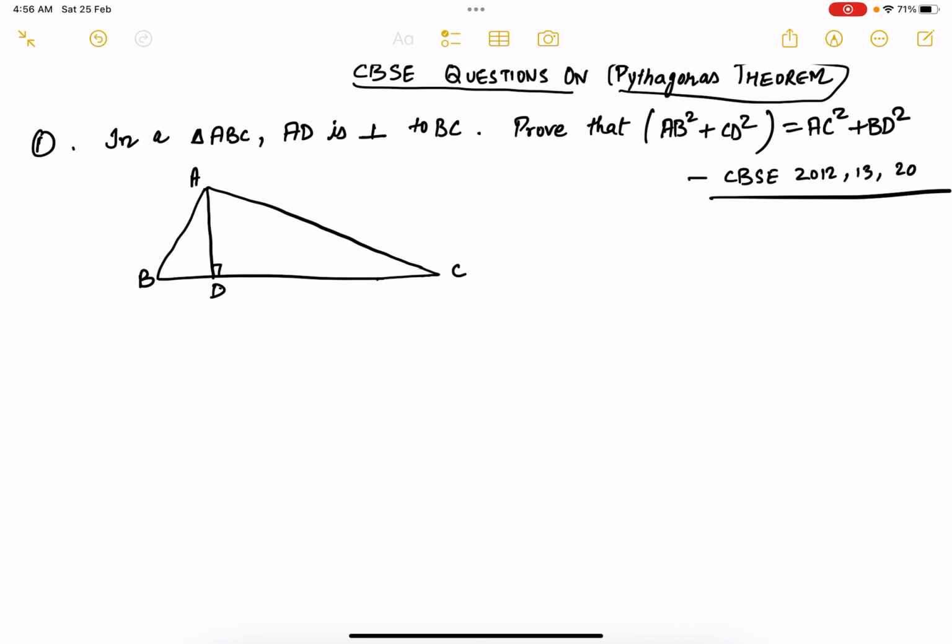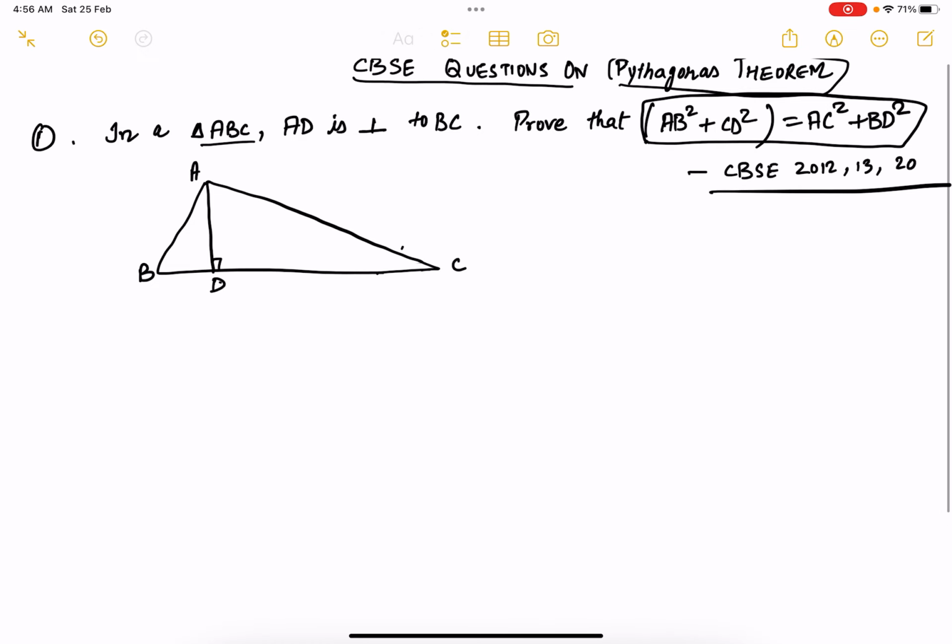In this question, in a triangle ABC, AD is perpendicular to BC and we have to prove that AB square plus CD square is equal to AC square plus BD square. The only thing we are given is that AD is perpendicular to BC. So let's apply the Pythagoras theorem.